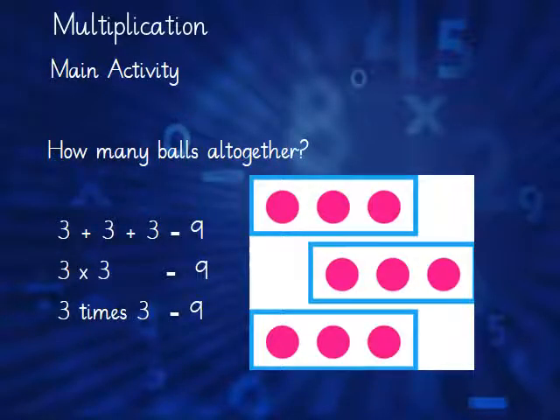Let's do some more practice for multiplication. The given sum is, how many balls altogether? Yes, we will find out first by repeated addition. That is 3 plus 3 plus 3 is equal to 9. Then the number of balls in each group multiplied by the number of groups, and we get a multiplication sentence. 3 multiplied by 3 is equal to 9. It can also be written as 3 times 3 is equal to 9.